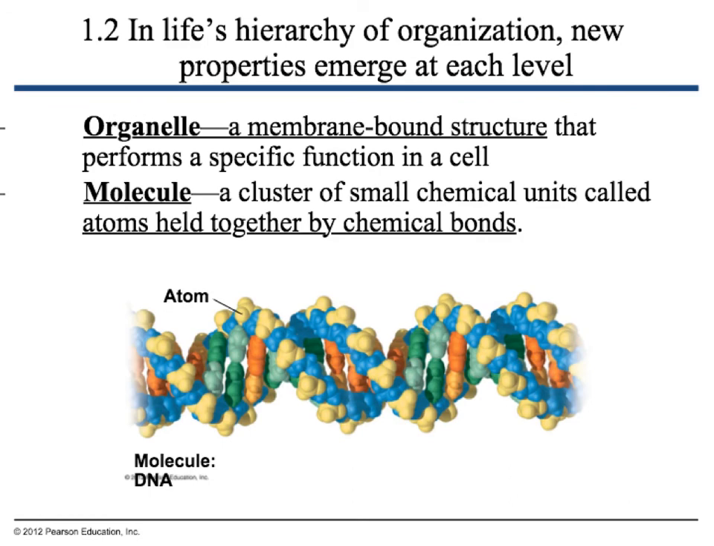But we can break down a cell into even smaller units. We have what are called organelles, which represent little organs. These are little organelles inside the cell, generally membrane-bound structures that perform a specific function inside the cell. Then we can take those organelles and break them down into molecules. Molecules are a cluster of small chemical units called atoms that are held together by chemical bonds. So when we look at our molecule, we have many atoms being held by these chemical bonds to make up a molecule.